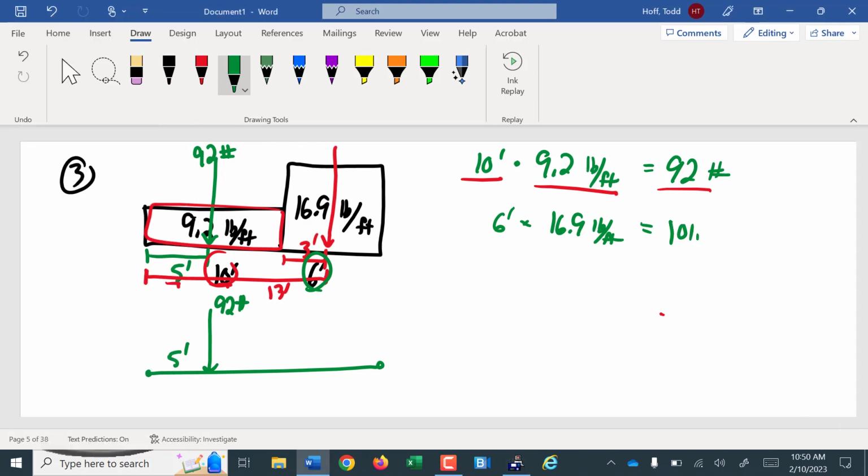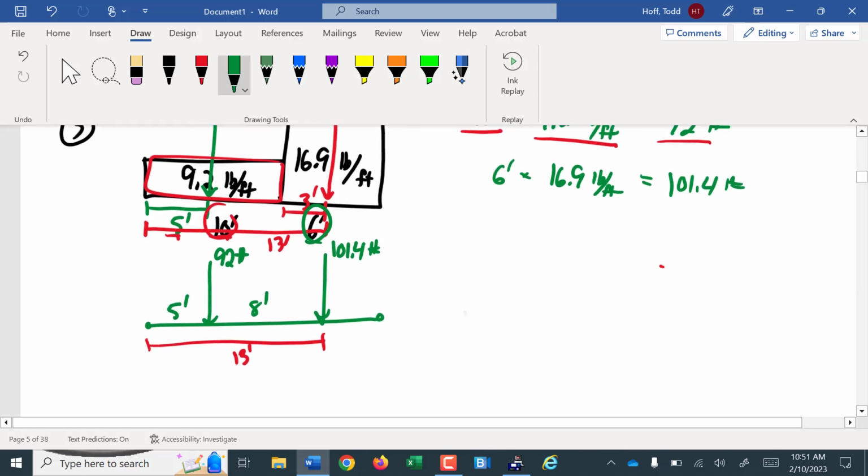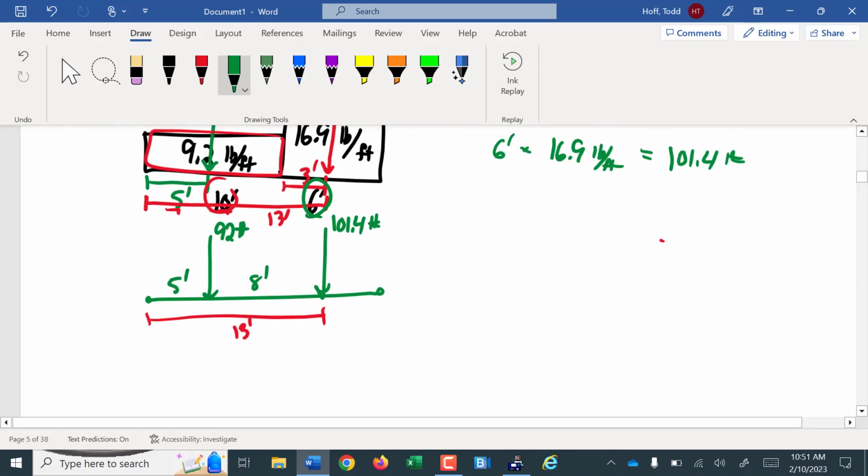101.4 pounds. So this is 101.4 pounds. It is 13 feet all the way from the left end to that load. Or I could have just put in 8 feet here. I could have subtracted the 5 and said it's 8 feet between them. The 13 feet is going to be what we need, though, to find the center of mass.